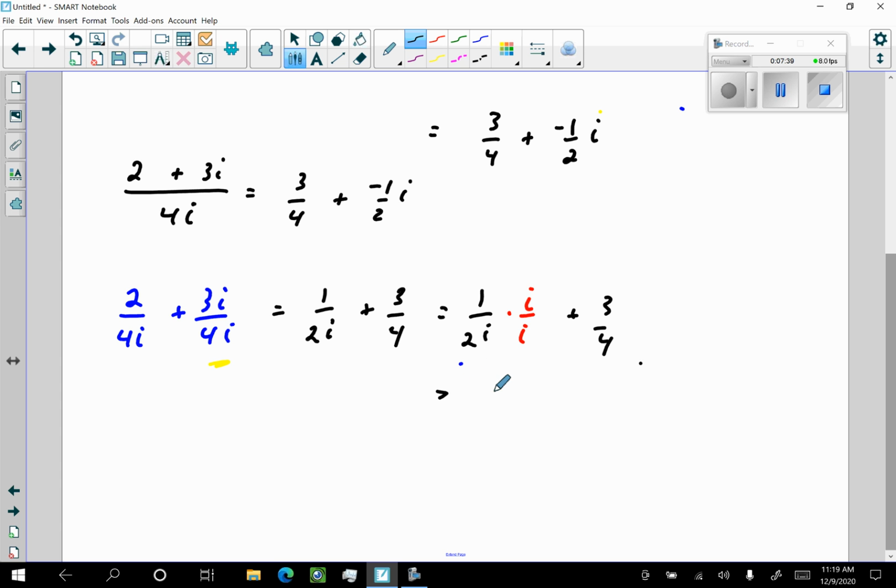He's just going to still remain 3/4. And look what I have here. I have i over 2i squared plus 3/4. And what's i squared? -1. So this is going to be 3/4 plus -1/2 i. And that's the same thing I had. So there's two ways to get to the simplified version of that.